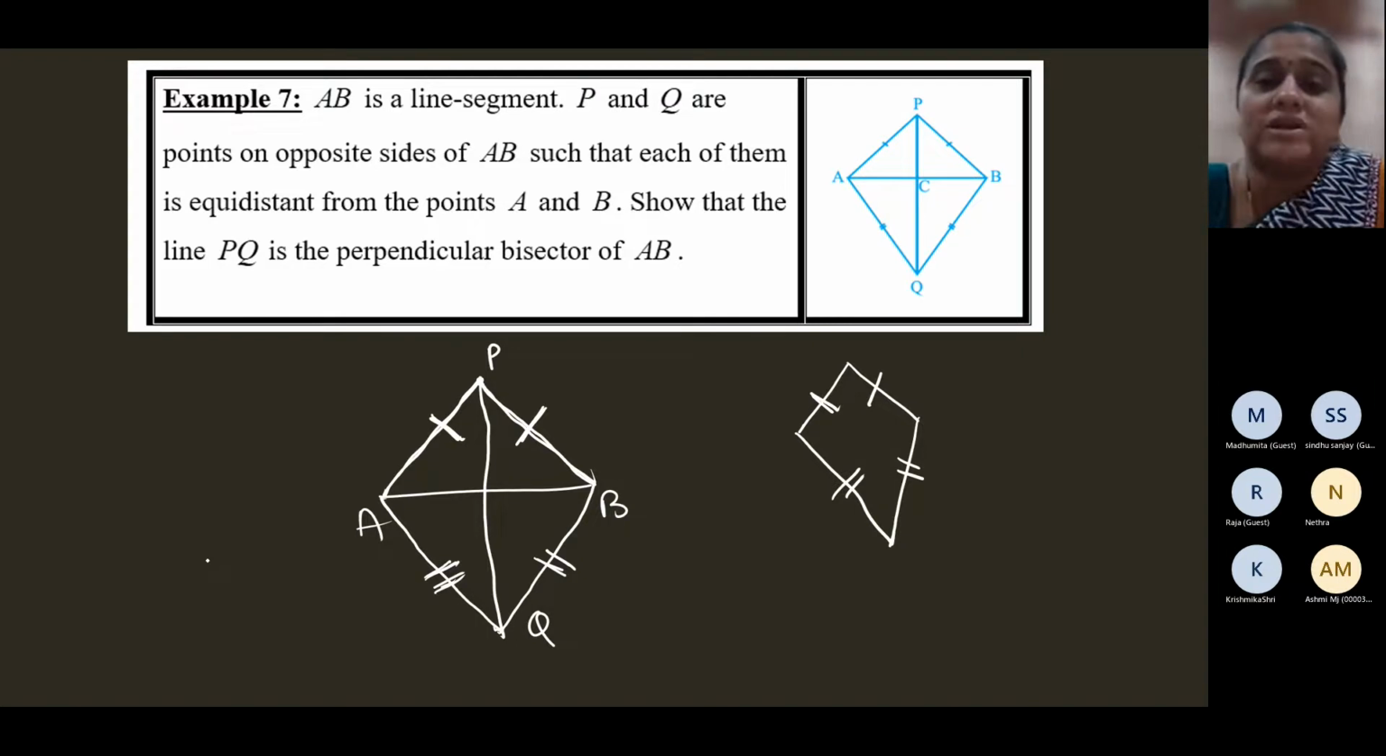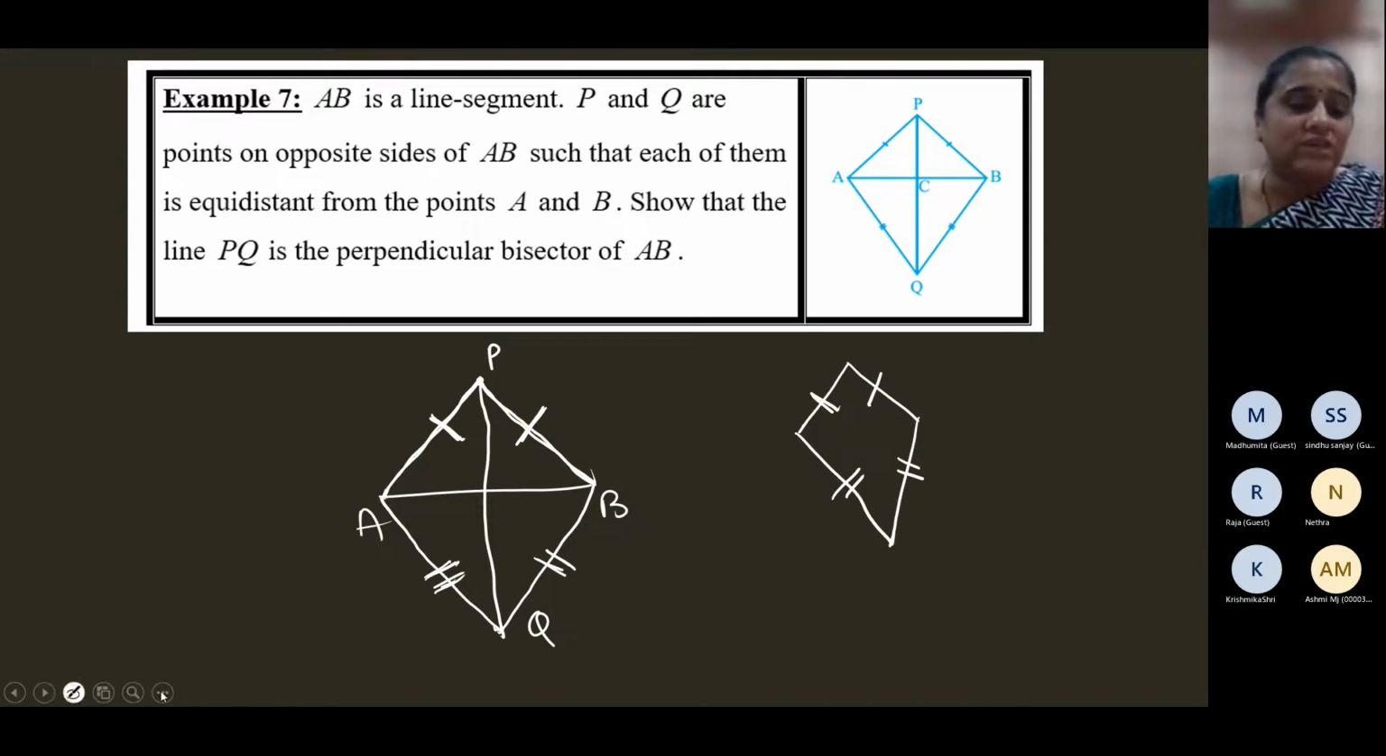We know that in a parallelogram, diagonals bisect each other, but in a kite, the diagonals don't bisect each other. The diagonals are perpendicular to each other, but they don't bisect each other. The longer diagonal bisects the smaller diagonal. So that's what we're going to prove here.